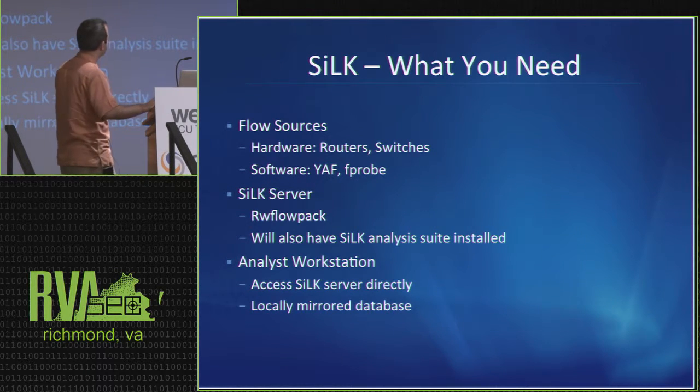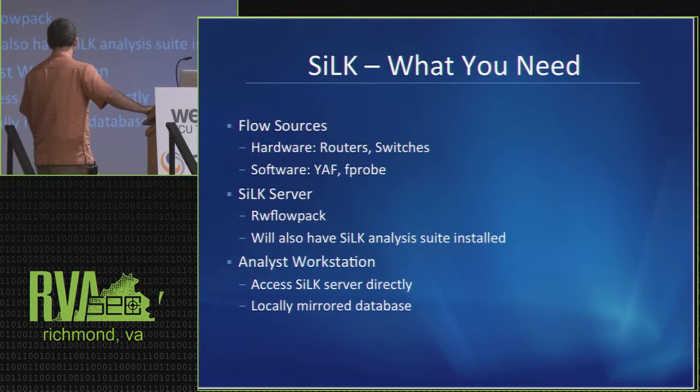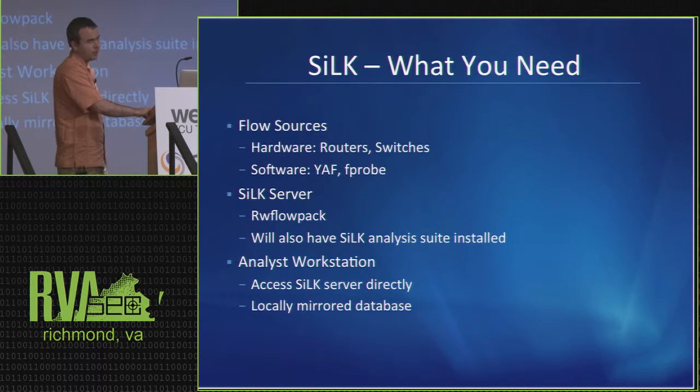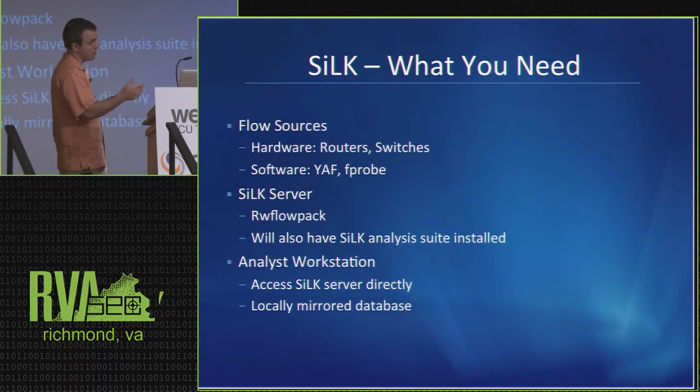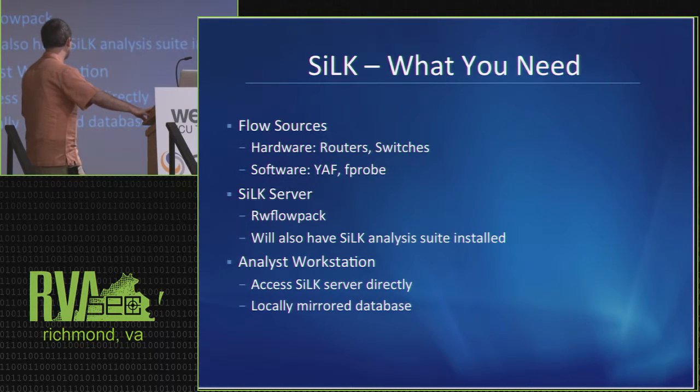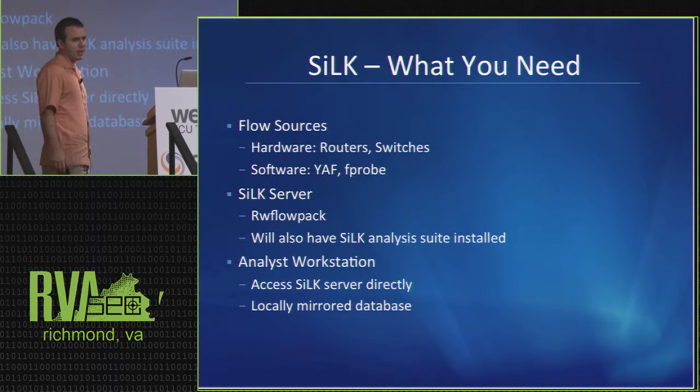So what you need to get going with Silk: you need a source. Again, I recommend software sources because you aren't being handed these things where that might stop someday, or we decided to switch the support for this. You're in control of everything. You are in control of all the unsampled data that you're collecting. You also need a Silk server, which could actually be the same machine. You can install it on the same thing depending on how much data you have coming in. The Silk server will run rwflowpack, and it may also have the Silk analysis tools installed. I always recommend doing that just for debugging purposes. Even if the analyst isn't going to actually look at it, it's good to have it. All they are doing is looking at that Silk data.